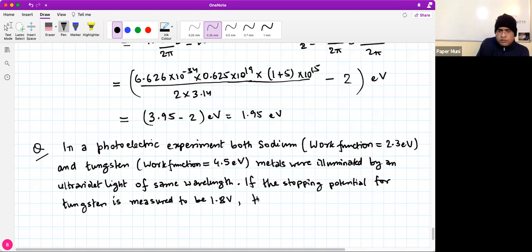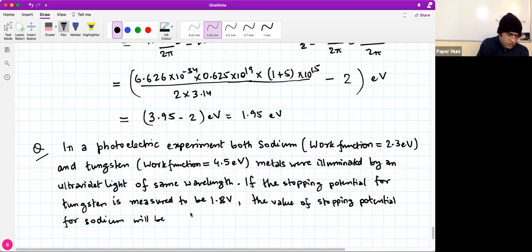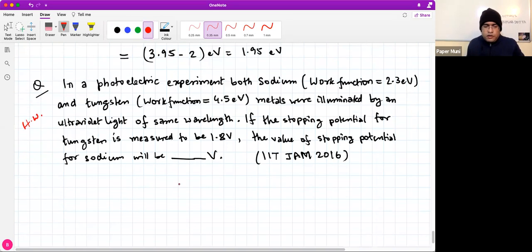Now the value of the stopping potential for sodium will be dash volt. So this is IIT JAM 2016. So take this as homework. It's not difficult. Let me write down the answer for you. The answer is 4 volt. So you can check it.